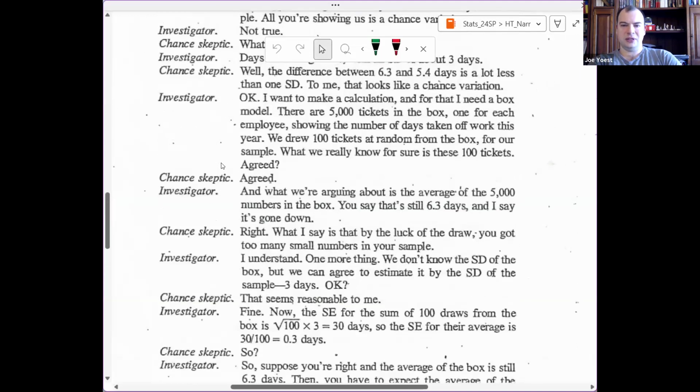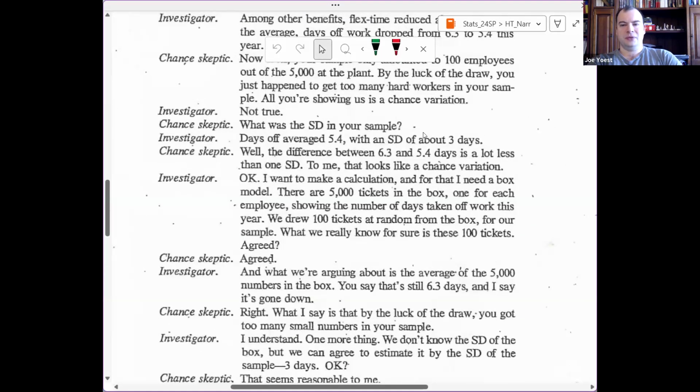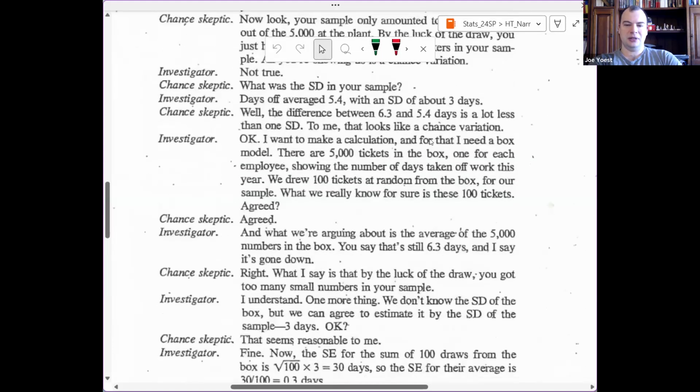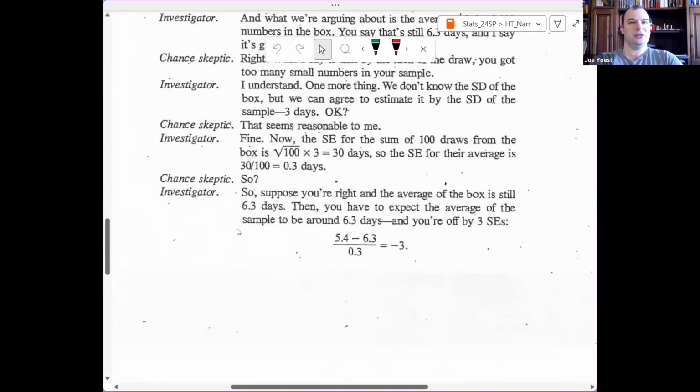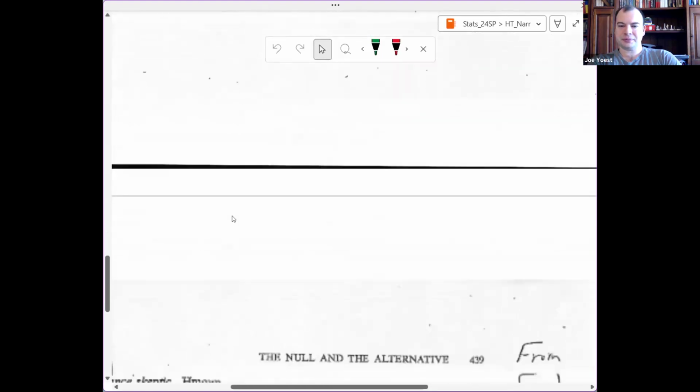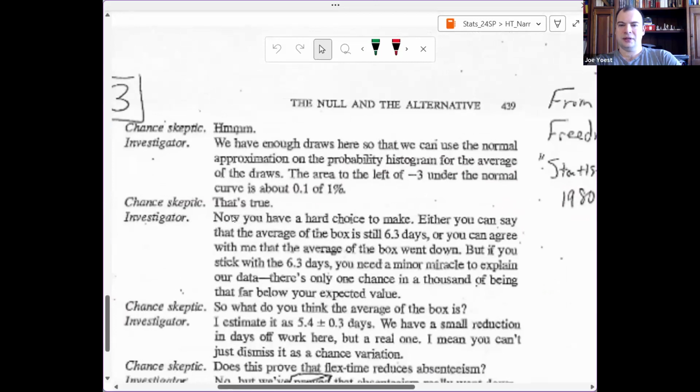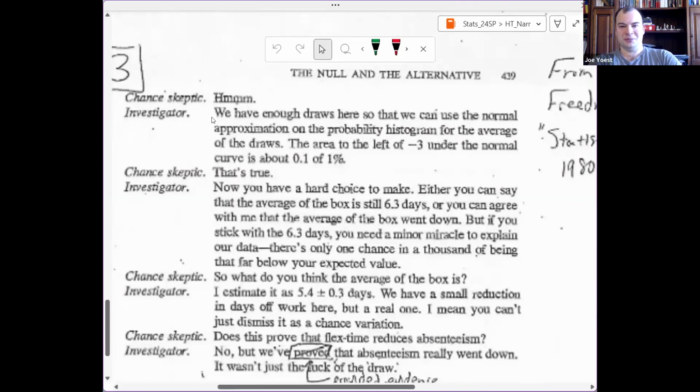So note the detail here. We're not talking about the standard deviation of an individual draw, which was 3 days. We're talking about the standard error, the standard deviation of X bar, which is 3 over root 100, or 0.3 days. So that's the first important thing to note here. We're not talking about the standard deviation of an individual. We're talking about the standard deviation of X bar, because that's our estimator. So just an interjection there. And the chance skeptic says, I guess, I don't know.